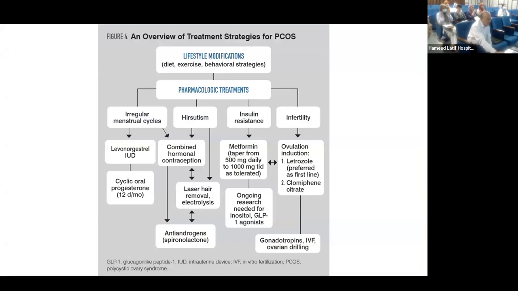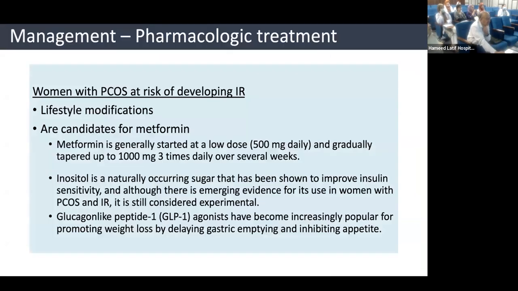We move ahead a little quickly to pharmacological treatment, polycystic ovaries developing insulin resistance, lifestyle modification, metformin.